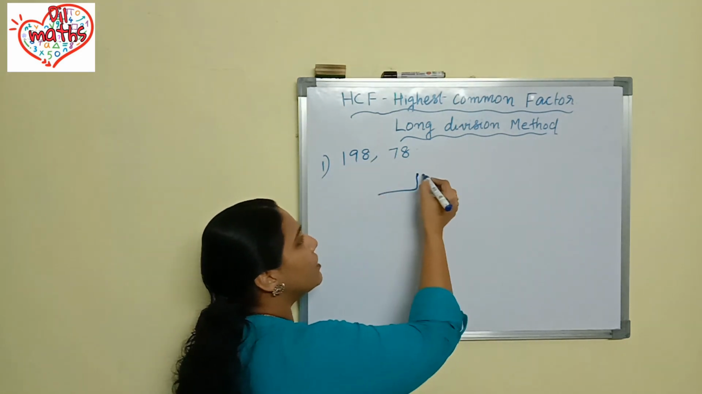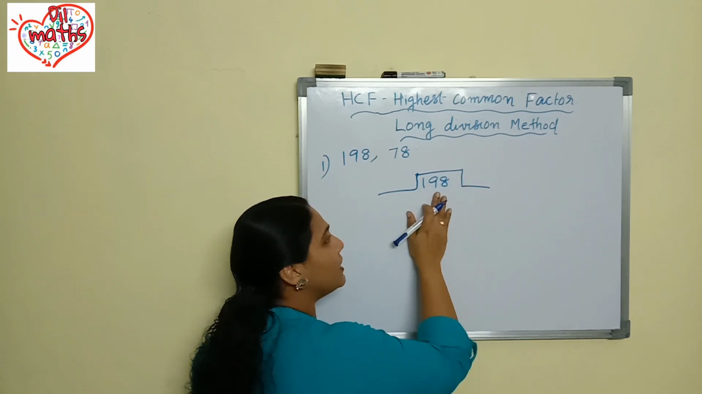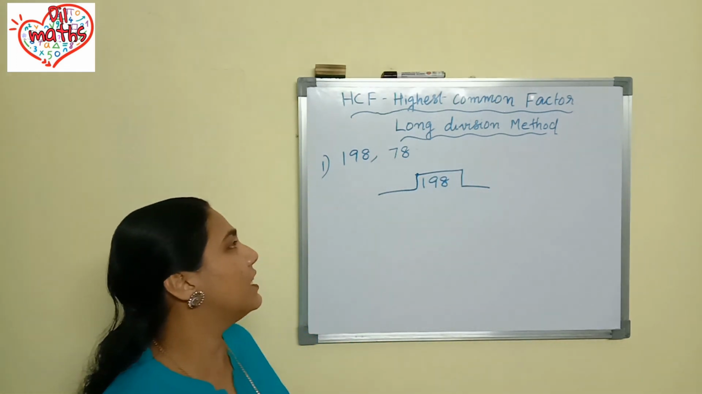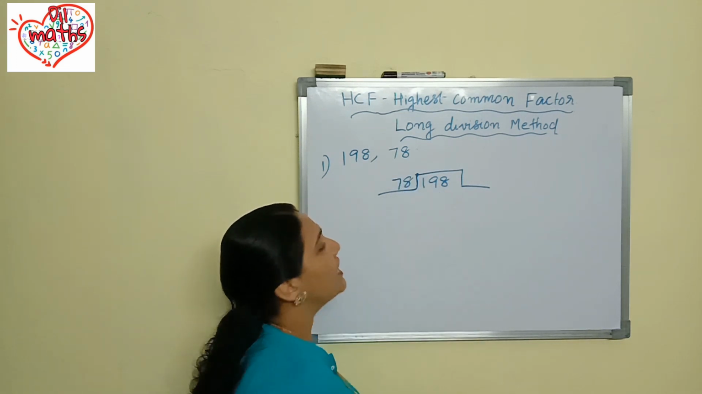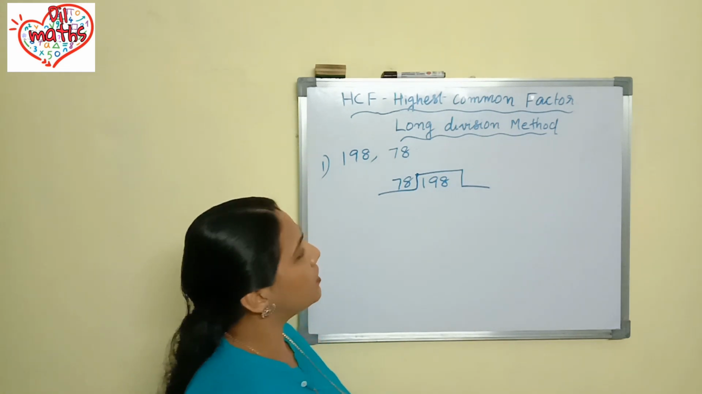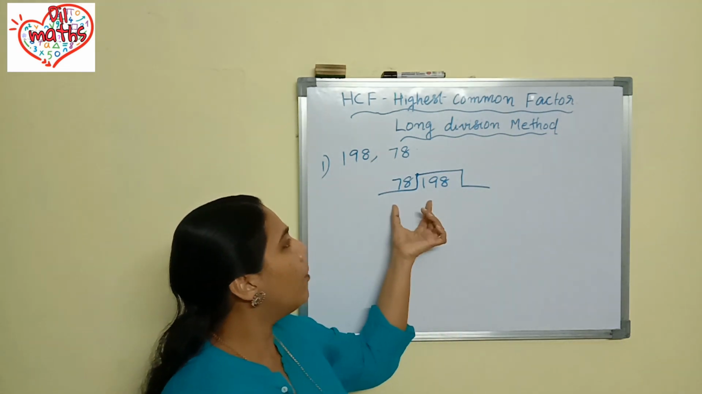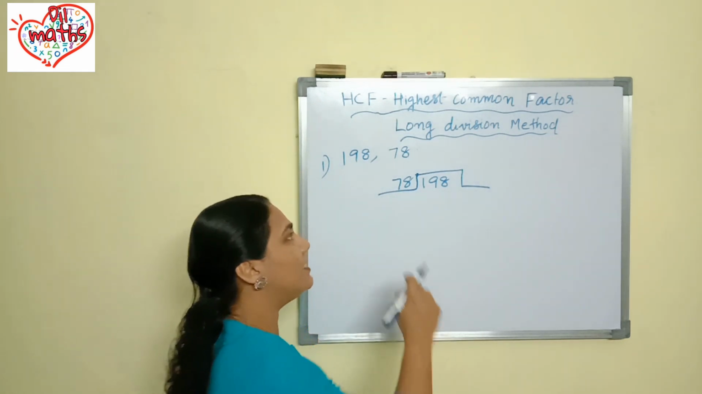Okay. So we will draw a box like this. In the middle we should write the dividend, and the divisor we will write in the left side box, and the quotient we should write here in the right side. Okay. Now what we should do? We should find out how many times this 78 will go in 198. How many times it will go?